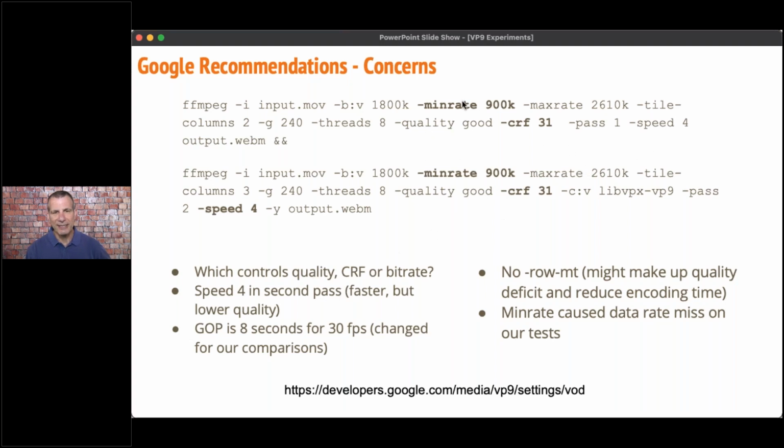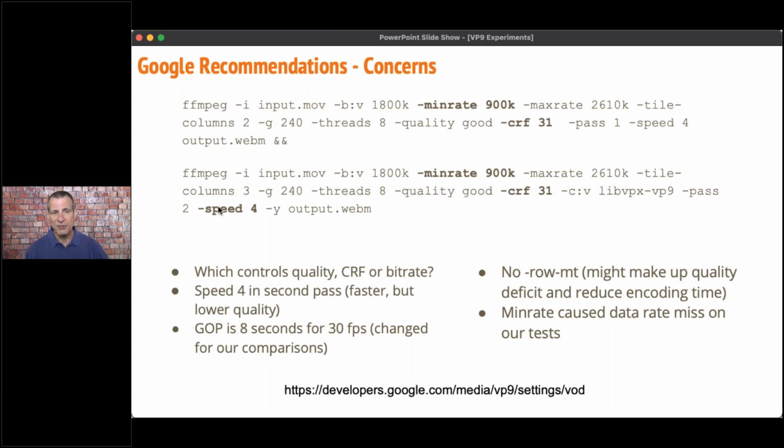The concern I have here is Google includes both CRF and bitrate control. And if you know anything about CRF encoding, constant rate factor encoding, it's a measure of quality. And typically with CRF, the codec varies the data rate to meet the CRF quality. So if you have both the data rate and a CRF value, which is going to control? That's confusing to me, and I ran some tests that are available online that showed that even if you change the CRF value from 21 to 41, which is a huge quality difference, it's not going to change the output significantly because the data rate is the controlling factor. So I would just leave it out.